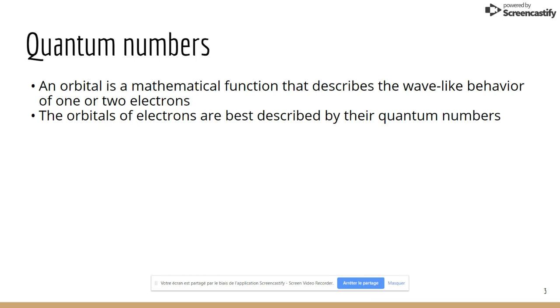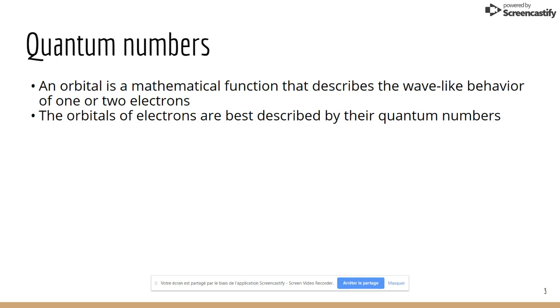This is really the only definition I'm going to ask all year that you memorize word for word. An orbital is a mathematical function that describes the wave-like behavior of one or two electrons. More on the one or two part later on. For now, just think of it as describing one or two electrons.